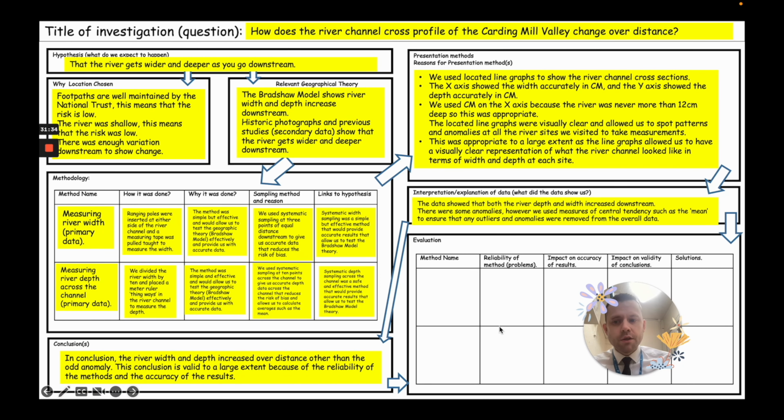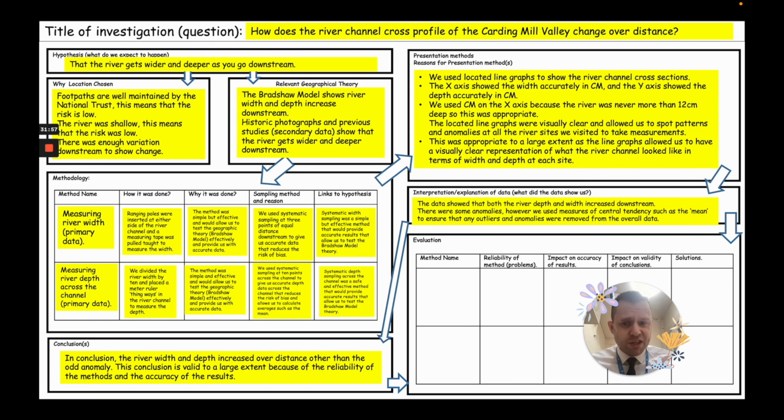Conclusion. So, in conclusion, the river width and depth increased over distance, other than the odd anomaly. I think at site 2, there was one part of the river that was massively deeper than anywhere else, but we think that was an anomaly. Okay?